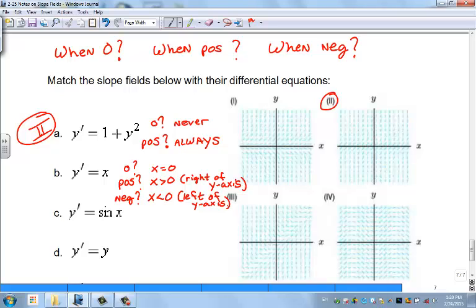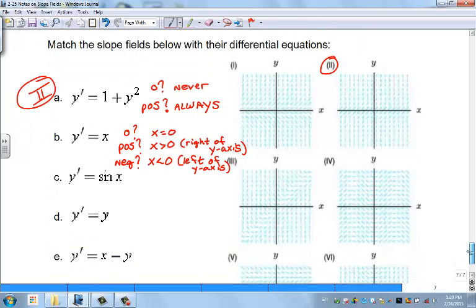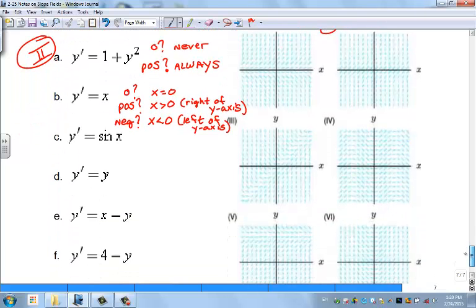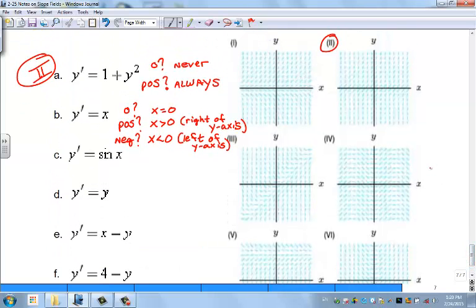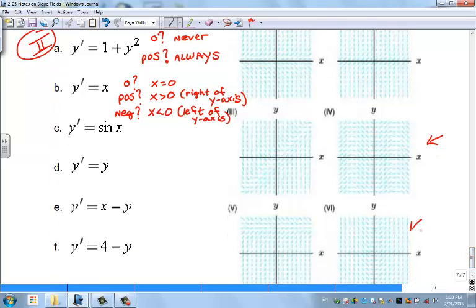So 0 at 0. Well, x is 0 on the y-axis, so I'm looking for something that has slopes of 0 on the y-axis. Well, there's 2 spots that happens, here and here. Well, you can almost tell number 4 which type of function that is by the way the curves go, right? You can tell that that's going to be a trig function.